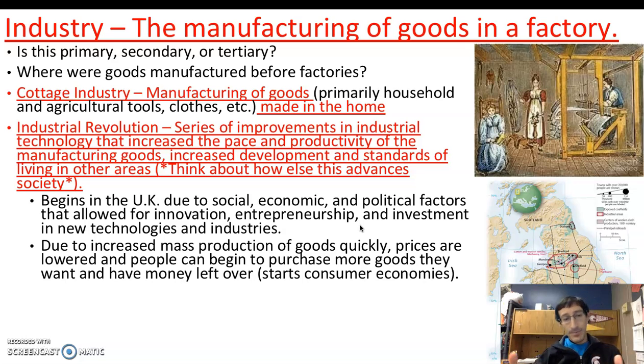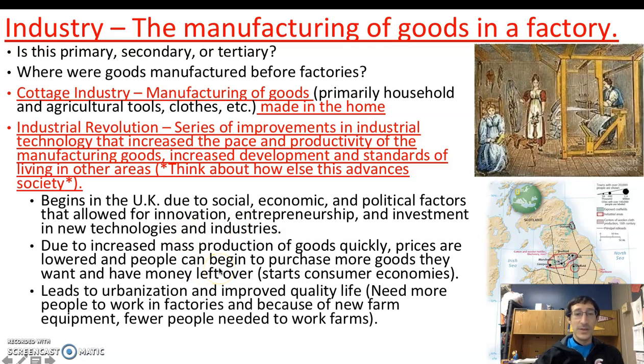Because we have manufactured goods, where we are creating more things at faster rates, more efficiently, prices are lowered and people can begin to buy more goods that they want and don't need, and they will often have more money left over. Hence we get the idea of the consumer economy, where we're buying stuff that we do not need. That is a transformation where we begin to have surpluses of excess goods in many different areas resulting from the Industrial Revolution.